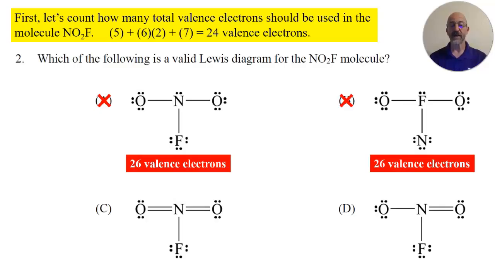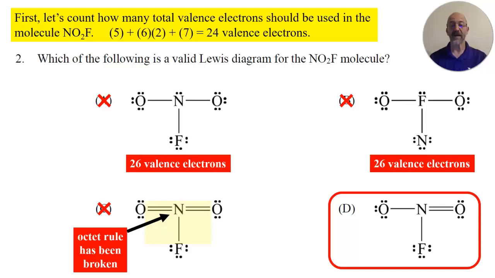Now in choice C, you will notice a central atom that has 2 double bonds and 1 single bond. That's a total of 1, 2, 3, 4, 5 bonds, and 5 times 2 is 10, which means that the octet rule has been broken for that nitrogen atom. So that is incorrect, and we can eliminate choice C. So the correct answer to question 2 is choice D. That Lewis diagram, each atom has exactly an octet, no more, no less, and there is a total of 24 valence electrons. So the correct answer to question 2 is choice D.